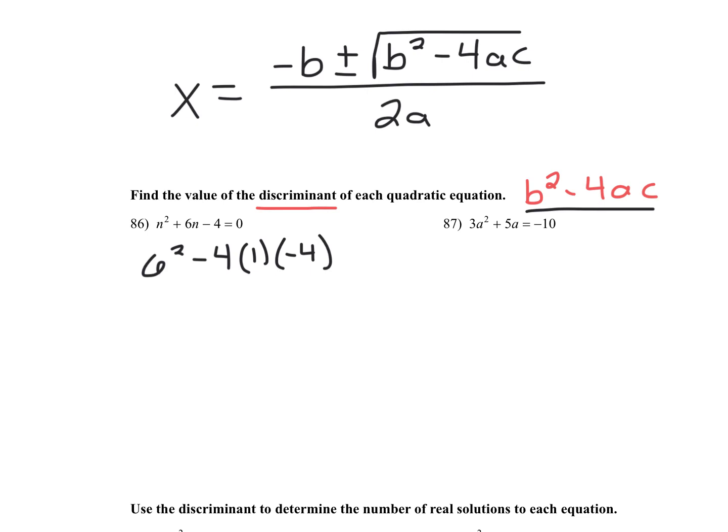So if I simplify this, I have 36. Am I going to have a positive or a negative? It's going to be positive because I have 2 negatives right here. So it's going to be plus 4 times 1 times negative 4 is 16. So then you just need to add those together. 36 plus 16. 52. Yep. And on those, that's all it wants you to do.